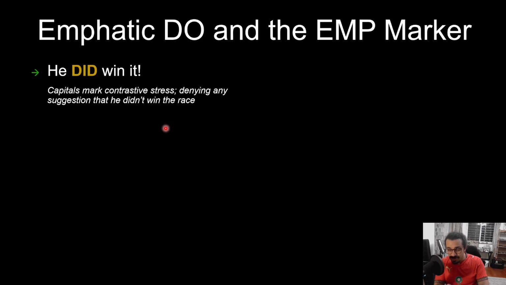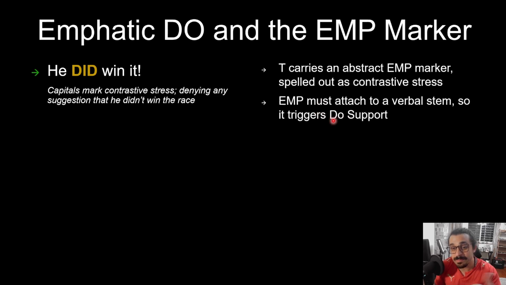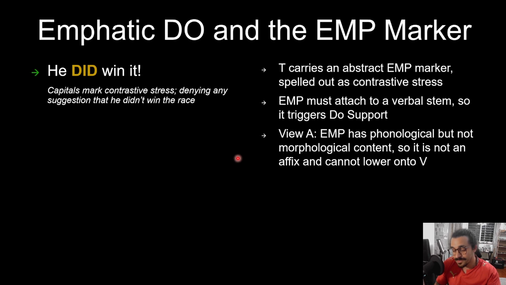So does this count as do support? You can say yes, if you consider that the emphasis marker also solicits this use of do support in this case. So you can say that the T carries an abstract EMP marker, which is spelled out as contrastive stress. The EMP must attach to a verbal stem, so it triggers do support. There are two views. View A, or the first view, we can say that the EMP has phonological but no morphological content, so it is not an affix and cannot lower onto the V.